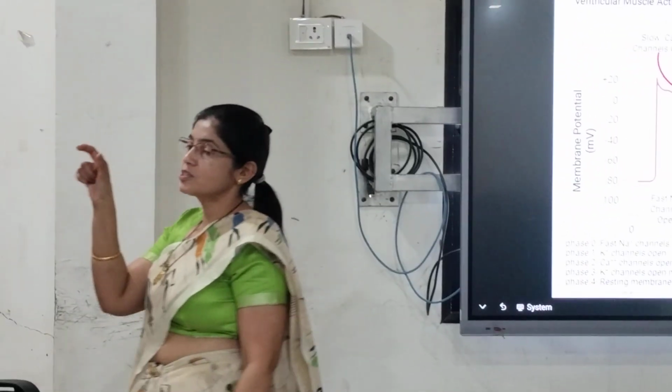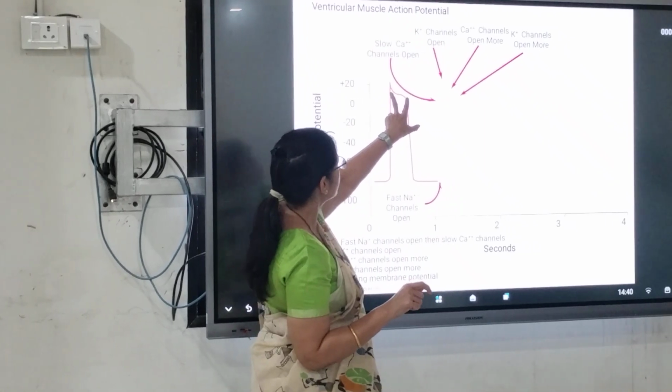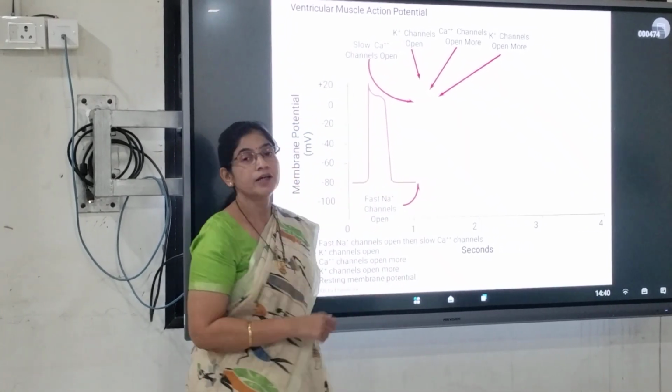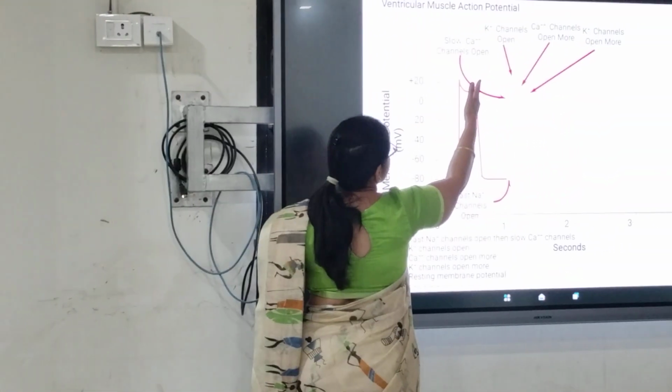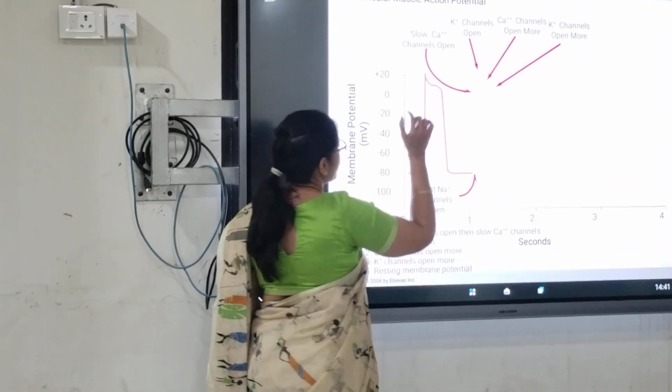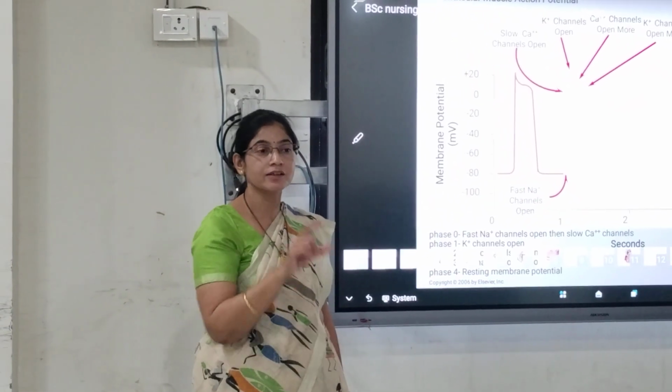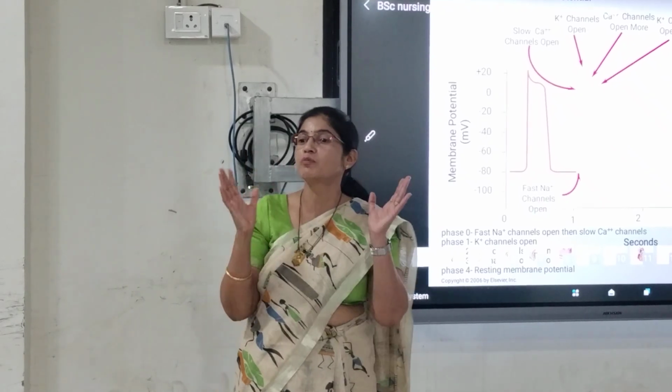That plateau is very helpful to contract the left ventricle and the right ventricle against the blood. So the plateau phase is very important. The duration of the action potential is about 300 milliseconds. The action potential of skeletal muscle is only 3 to 4 milliseconds, but the action potential of cardiac muscle is 300 milliseconds, and out of that, 250 milliseconds is the plateau phase. That is the importance. It takes more time to contract.